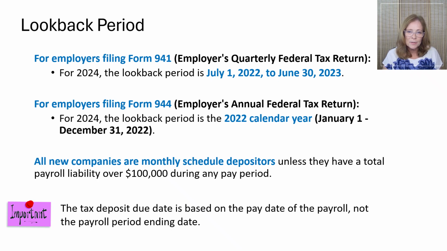All new companies are monthly scheduled depositors unless they have a total payroll liability over $100,000 during any pay period. It's important to note that the tax deposit due date is based on the payroll disbursement date, not the pay period ending date.